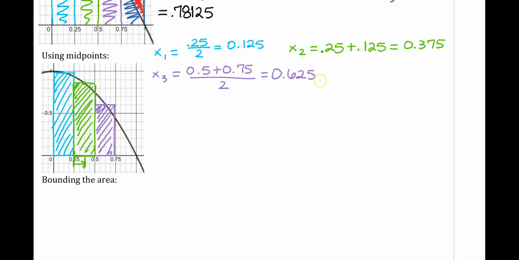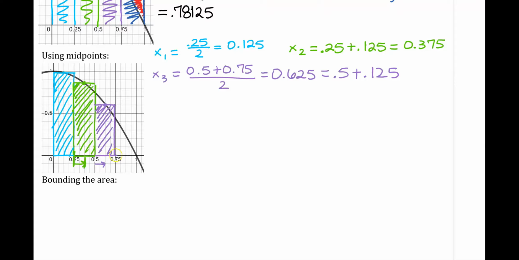Notice that if I would have taken the first x value of this triangle, which is 0.5, and added half the width of this triangle, which is 0.125, we would have gotten the same thing. So either way, you can either average the two endpoints of the rectangle, or you can take the left endpoint and add half the width of the rectangle.